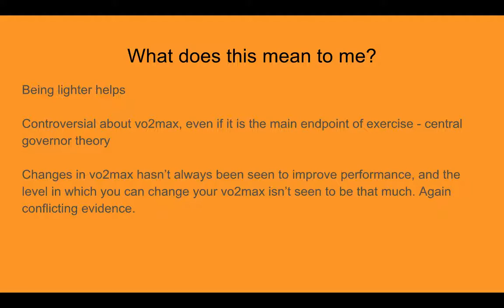Controversy about VO2 max. This, for you guys, probably doesn't matter much, but for those who are a bit more academically involved and want to do a bit of reading, look up central governor theory. Basically, VO2 max is where those limiting factors put a cap on how much oxygen we can use. The central governor theory believes that it's actually some other inhibitory process within the brain that caps it.